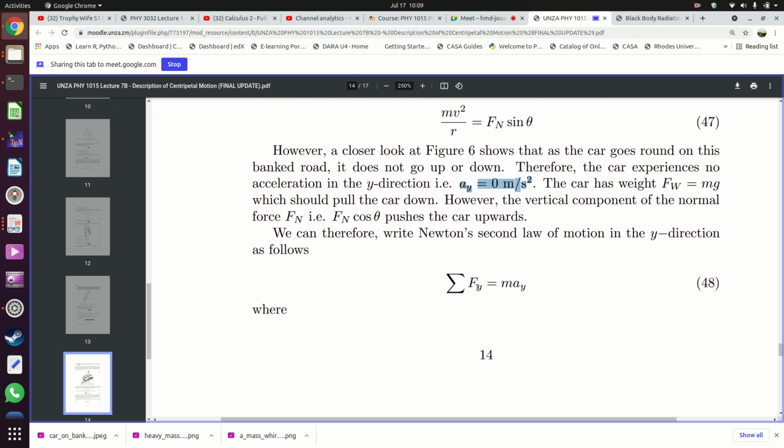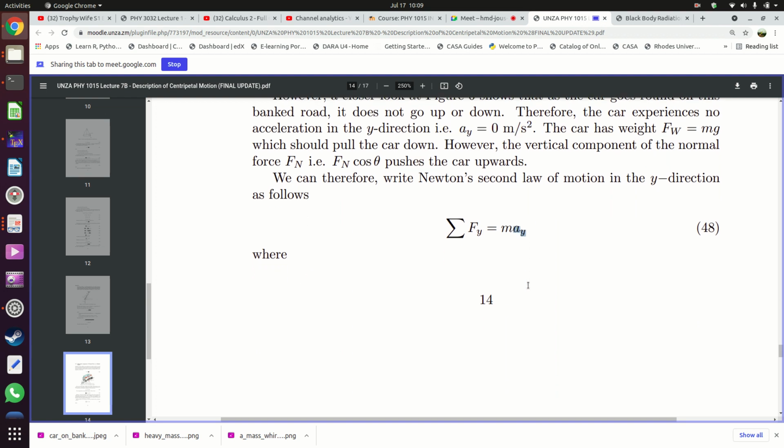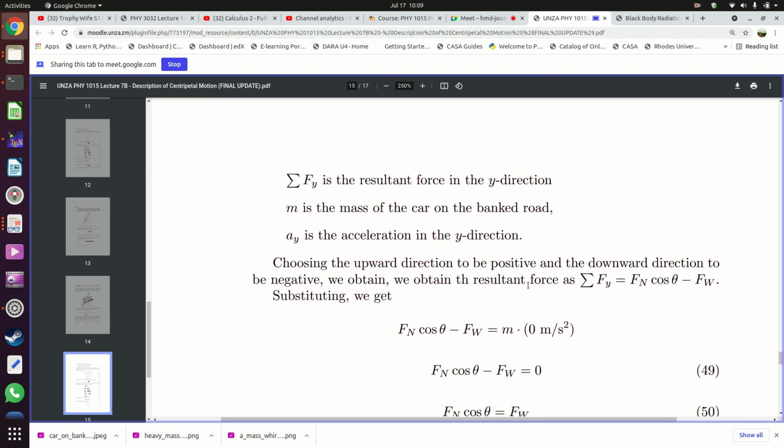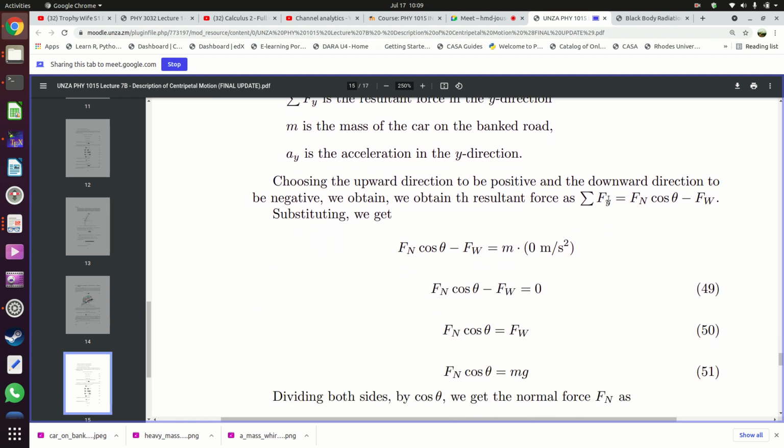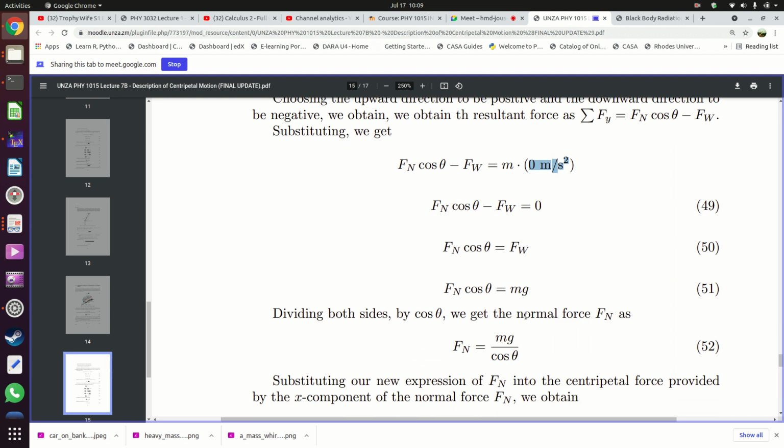The sum of the forces in the y direction is equal to the mass multiplied by the acceleration in the y direction. So the forces in the y direction are Fn cos theta minus Fw. It's basically the same process as before. So we have Fn cos theta minus Fw equals the mass of the car multiplied by the acceleration, which is 0. So we end up having Fn cos theta minus Fw equals 0. So Fn cos theta equals Fw, which is Fn cos theta equals mg.